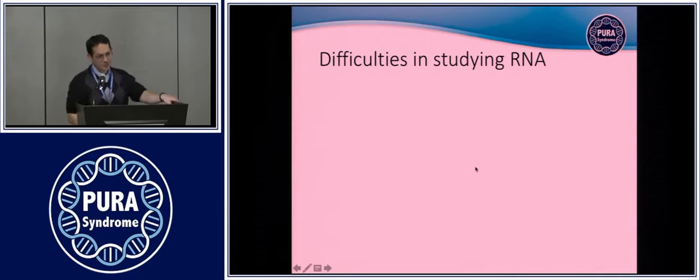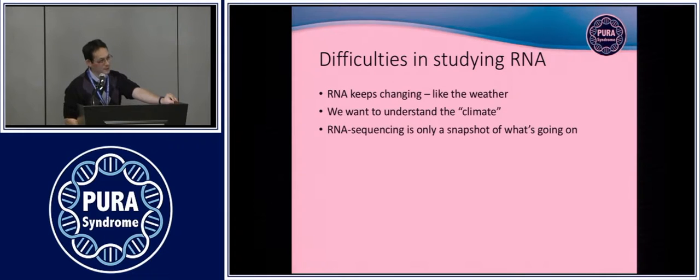So this is tricky and challenging, and I'll just say why it's quite difficult. Because RNA is dynamic, whereas your DNA library is always the same. Every cell, it doesn't matter, it's always going to be the same. But RNA is changing. It's really like the weather. We are trying to understand what the climate is like in these cells, but we're only able to measure at single points. What is the weather like, and therefore what is the climate?